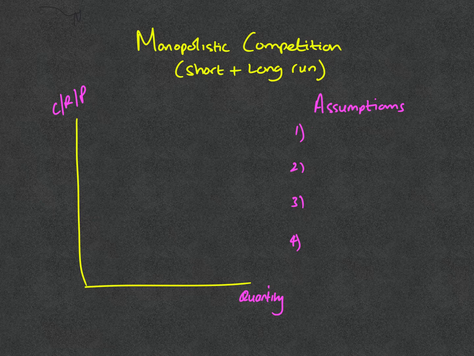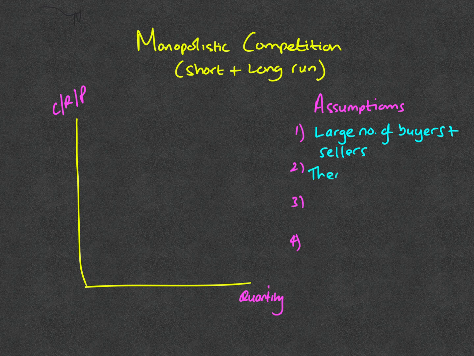Hey everyone, quick snapshot video on monopolistic competition and how to draw the diagram for the short run and long run. Before we go into the diagram, it's important to go through the assumptions. So I'm just writing them down now. The assumptions include, in monopolistic competition, that there are a large number of buyers and sellers.